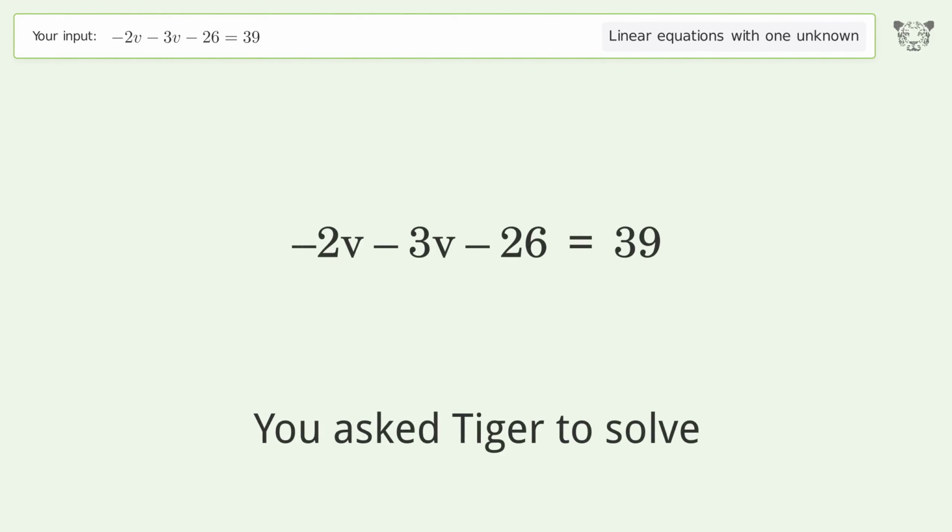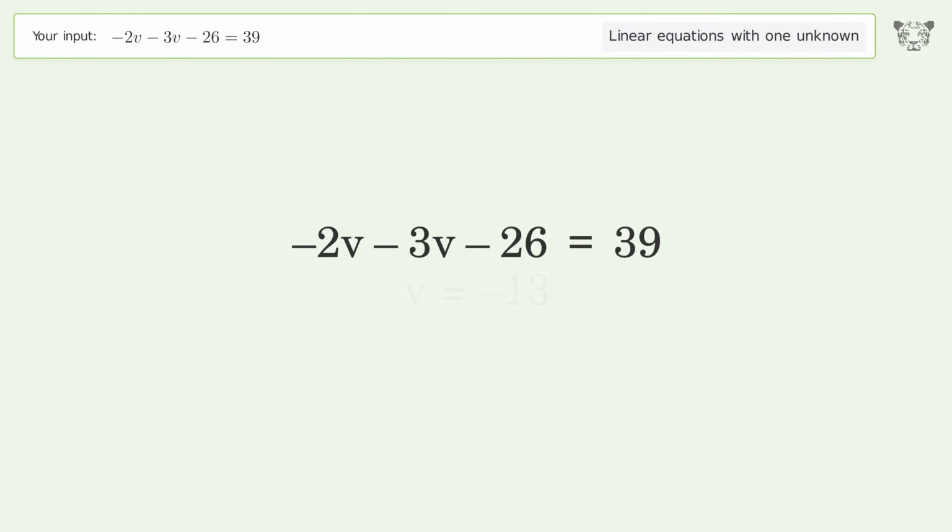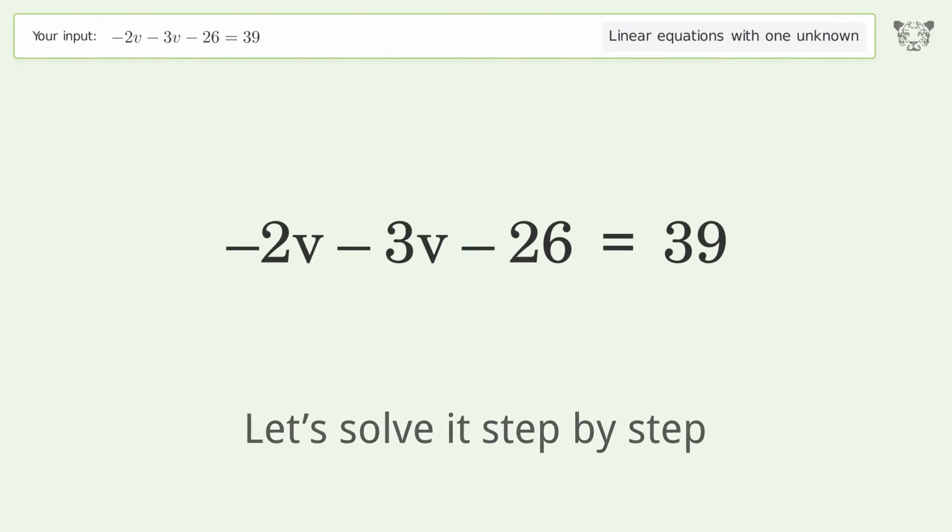You ask Tiger to solve. This deals with linear equations with one unknown. The final result is v equals -13. Let's solve it step by step.